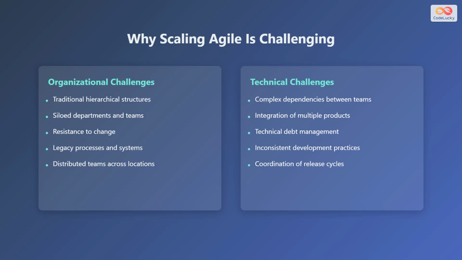Scaling Agile is not without its challenges. Organizations face hurdles such as traditional hierarchical structures, siloed departments and teams, and resistance to change. Other challenges include legacy processes and systems, and distributed teams across different locations. Technical challenges also arise, including complex dependencies between teams, the integration of multiple products, managing technical debt, inconsistent development practices, and coordinating release cycles.